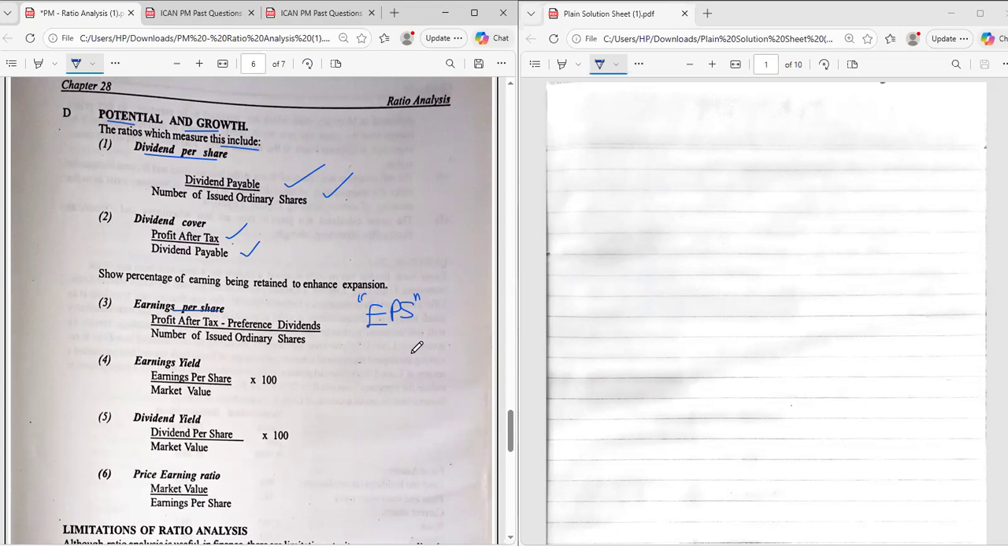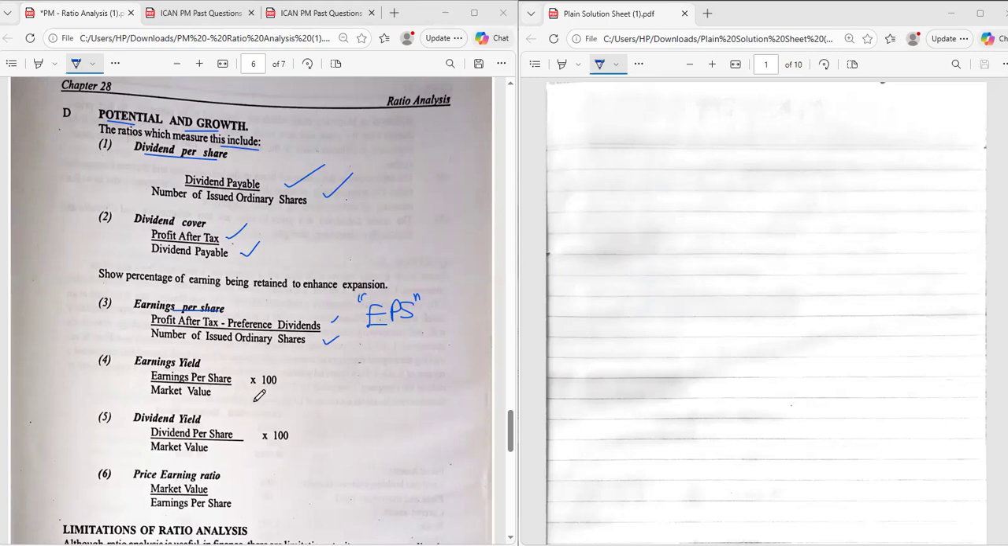So what's the formula? The formula is profit after tax minus preference dividend. All right? Then you divide it by the number of ordinary shares.